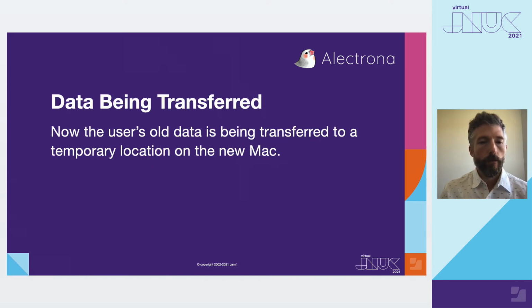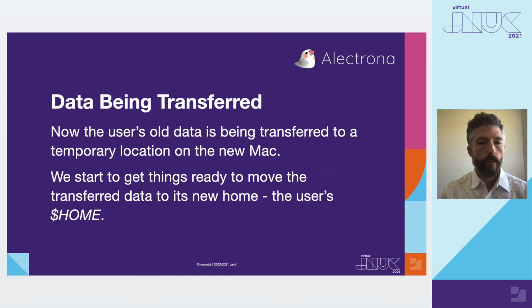So now data is being transferred to a temporary location on the new Mac. This user is logged in at the time, they're running this process through self-service. And obviously they're logged in, and we're not trying to overwrite the data while they're logged in. So we put it into a temporary location on the Mac, so it's safe. And then, as we move on, we're going to transfer that data to its new home, which is the user's home.